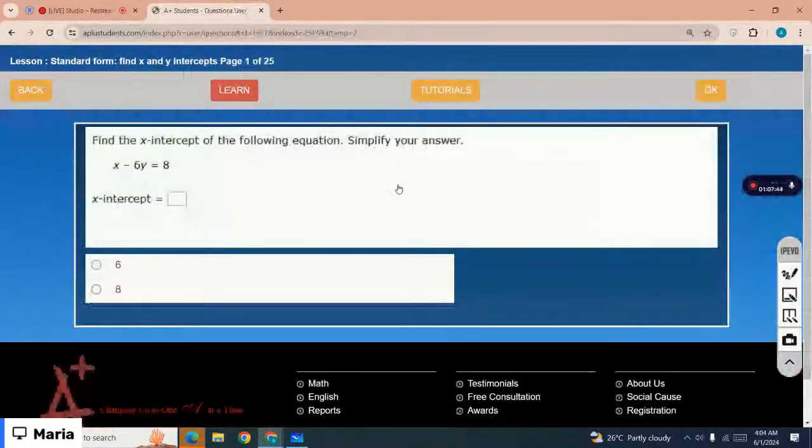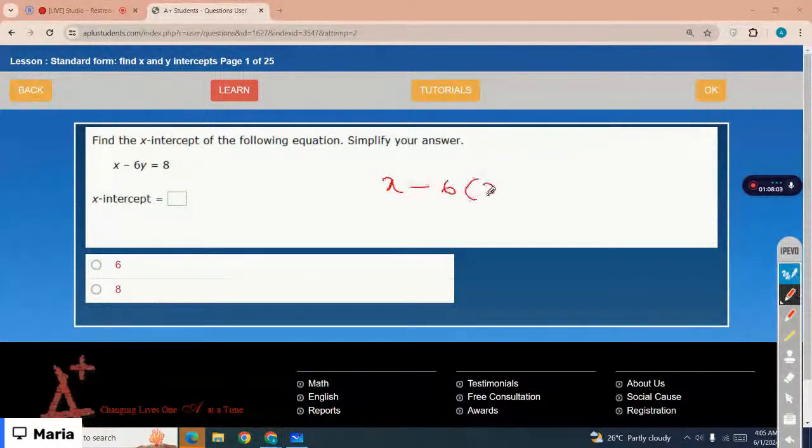Find the x-intercept of the following equation. Simplify your answer. You have to find the x-intercept. That means you need to put y equals 0 in the equation. So x minus 6 times 0 equals 8. 6 times 0 is 0. You are left with x equals 8. That means x is 8, y is 0. So the graph is passing through the x-axis at (8, 0). The correct option is (8, 0). Option number 2 is the correct option.